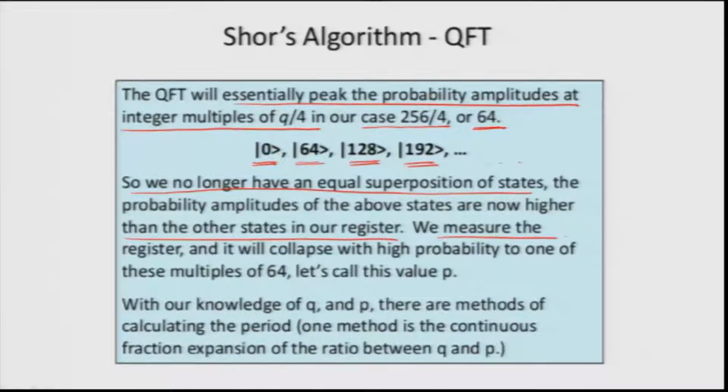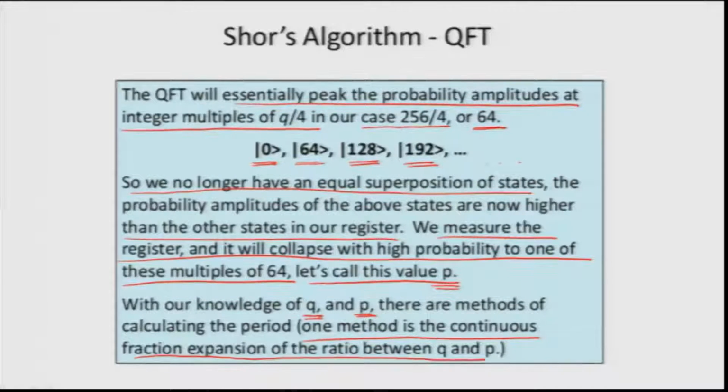We measure the register and it will collapse with high probability to one of these multiples of 64. Let us call this value p. With our knowledge now of q and p, there are methods of calculating the period of this function. One method is the continued fraction expansion of the ratio between q and p. This is again a classical principle, and I can explain in a minute how it works out. Since we have now measured both q and p, we are in the classical domain, so we can easily do the rest of the process in a classical way.